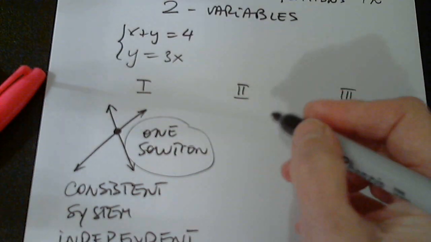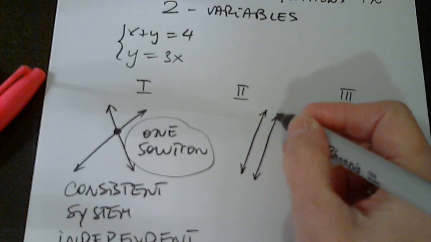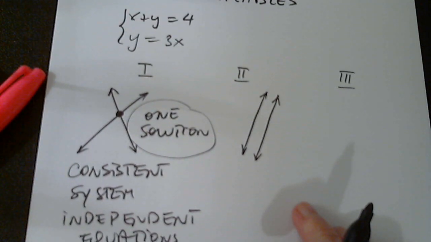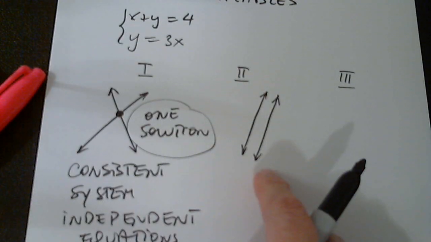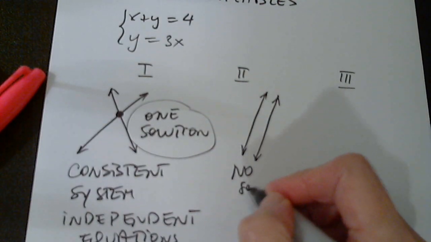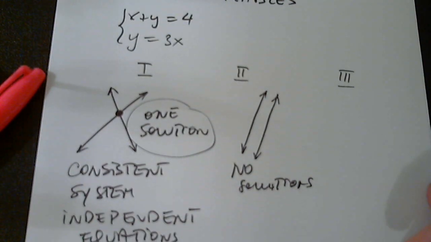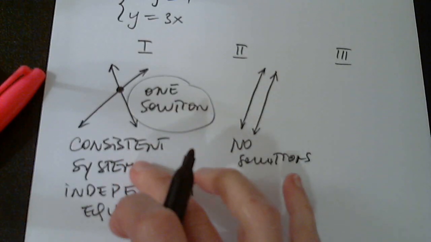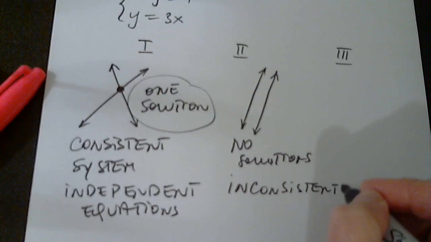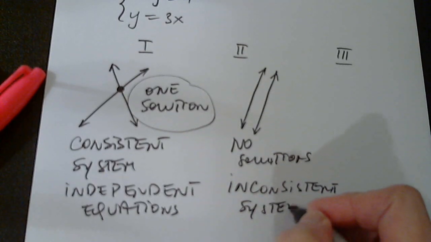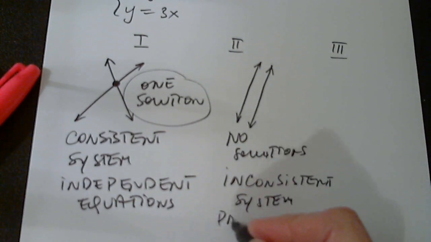Okay, what is the second possibility? Well, the second possibility is when lines are parallel. But if they are parallel, the system is inconsistent because there are no solutions. No solutions. Inconsistent system. We have no name for the equations. Parallel lines.